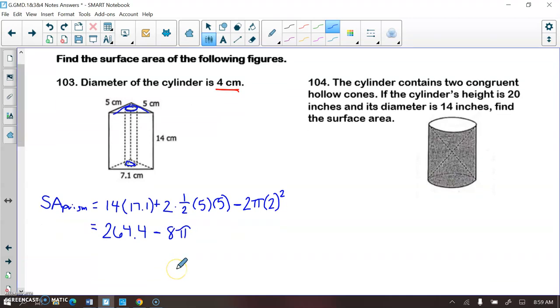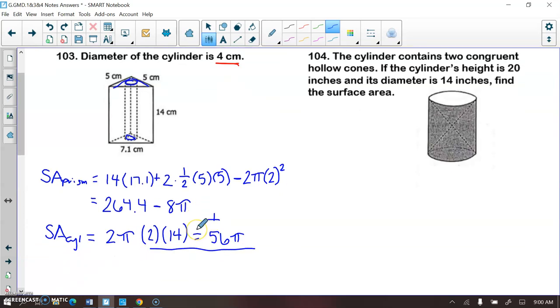And then I would need to add on the surface area of the cylinder, which is only going to be the lateral area of the cylinder, because I can touch that cylinder inside of that triangular prism. So just doing the lateral area of the cylinder, that's 2 pi times my radius, which is 2, times my height, which is 14. So I wind up with 56 pi. And then I would add that together.